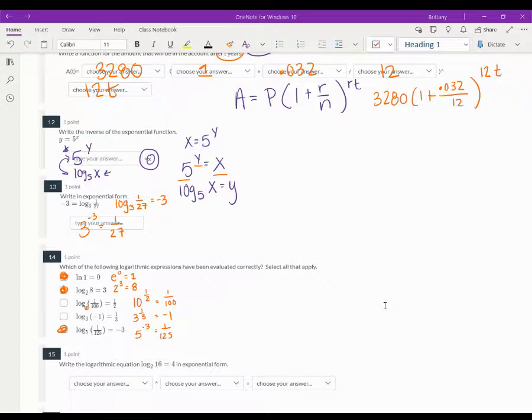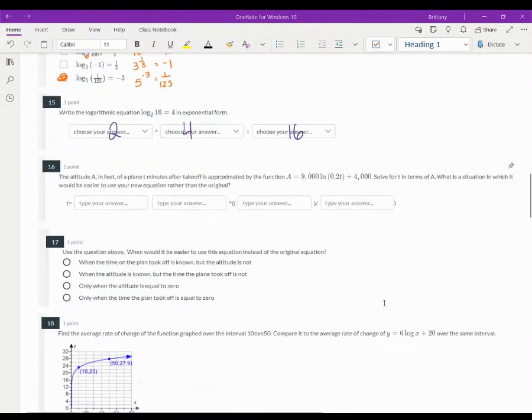Write the log in exponential form. My base stays the base, and my other two numbers switch. 2 to the 4 equals 16.